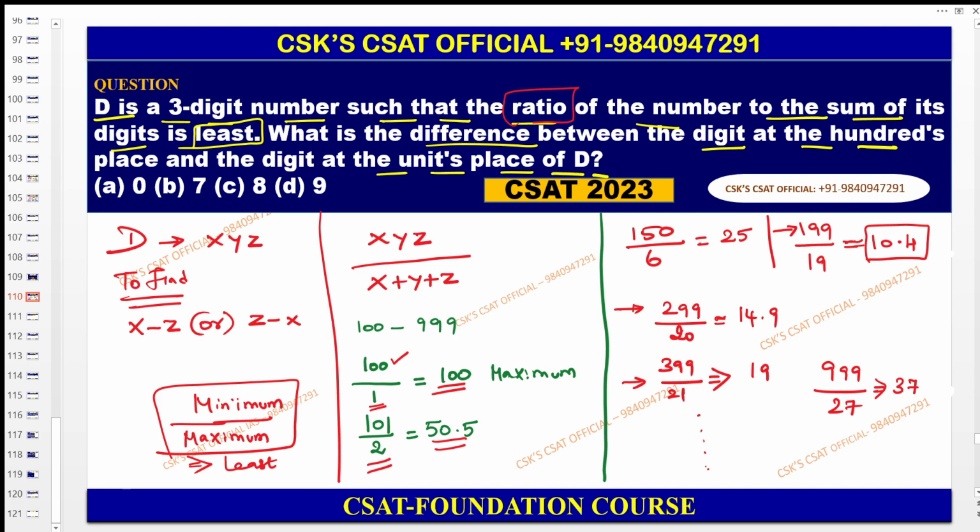After you found the ratio 199 by 19, you can easily find what is the value of z minus x, right, for 199. So z here is 9, then x here is 1. So the difference here is 8. So the answer for this question is 8.